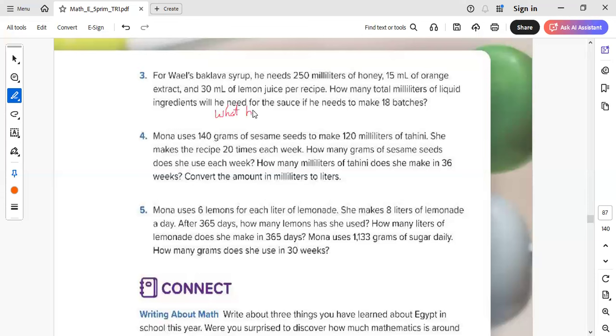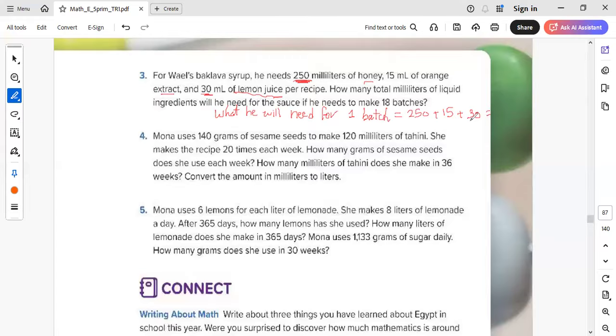What he will need for one batch equals what? What he will need for one batch is 250 milliliters of honey, and 15 milliliters of orange extract, and 30 milliliters of lemon juice. So we have to add them. Add all the quantities. 250 plus 15 plus 30.